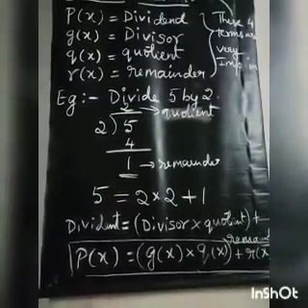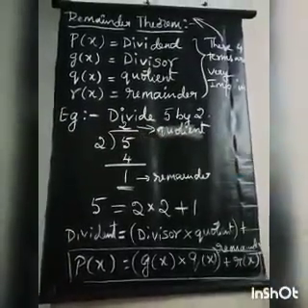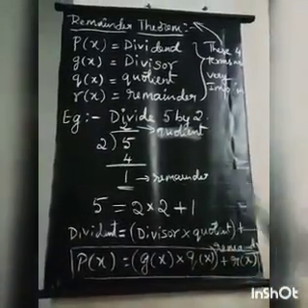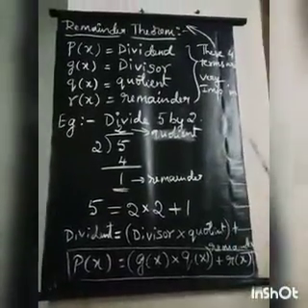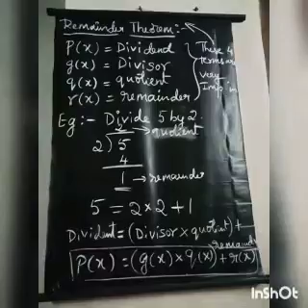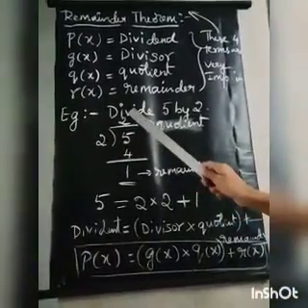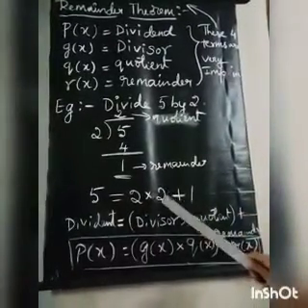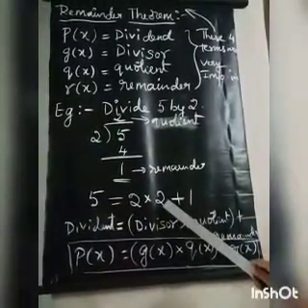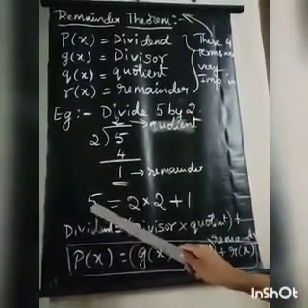How the formula will come: the dividend we know, the dividend is 5. We have to get 5 now. So how will we get 5? Using the quotient, remainder and divisor. The divisor is 2, the quotient is 2 and the remainder is 1. If we multiply quotient and divisor and add the remainder, we will get the dividend, correct?